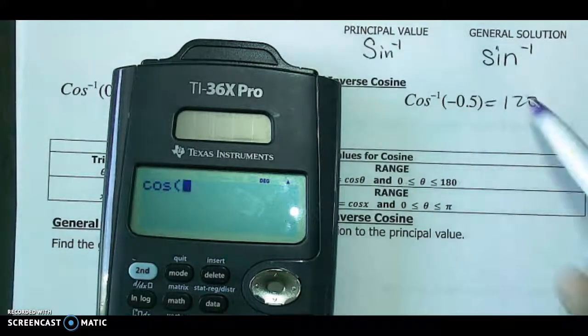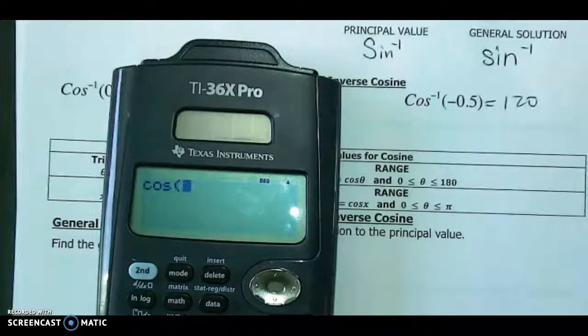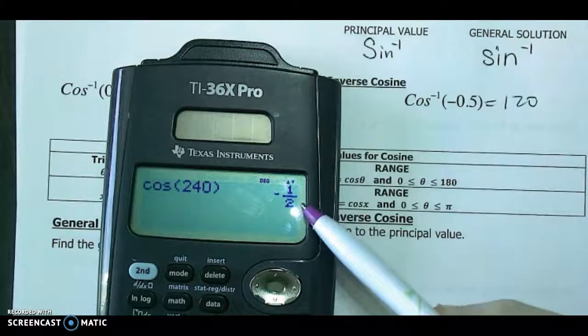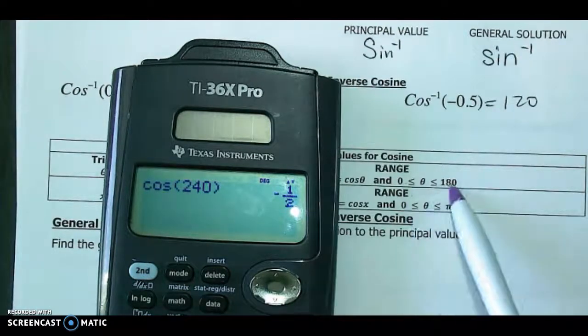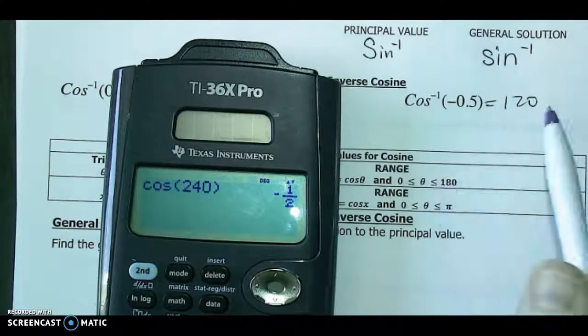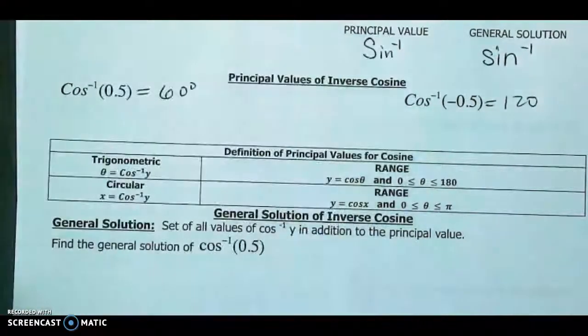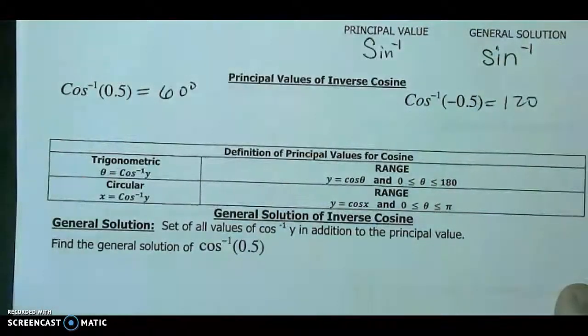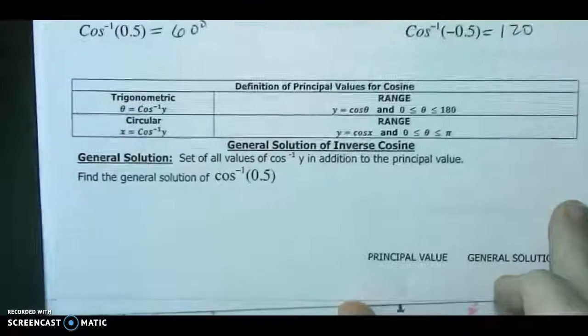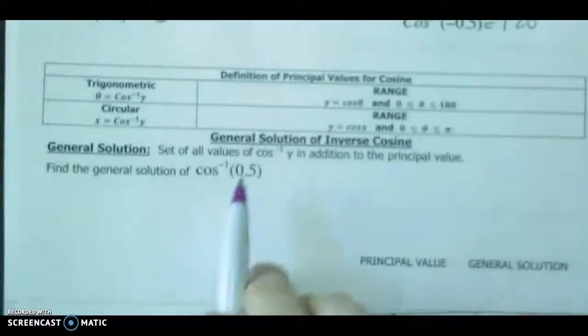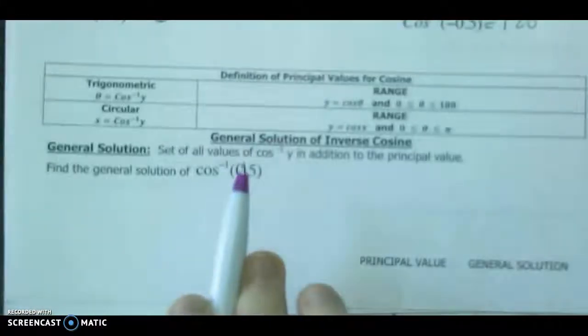But it's not the only answer for negative 1/2. If we put in 240, we also get negative 1/2, but 240 is outside the range. So 240 is not the principal value, 120 is. So those are your principal values for cosine. But what if we want all the solutions for positive 0.5? What if 60 is not enough?